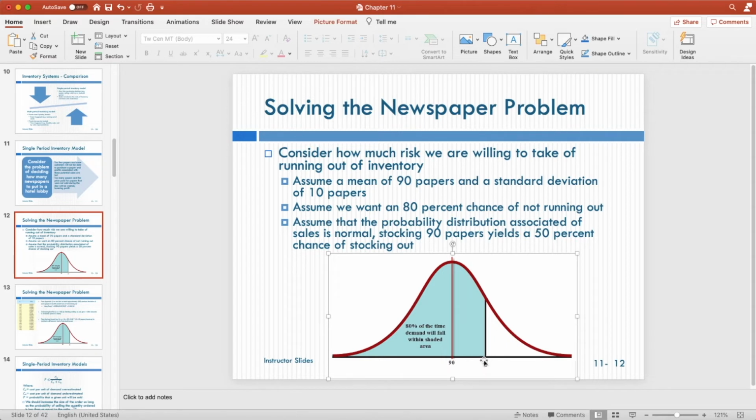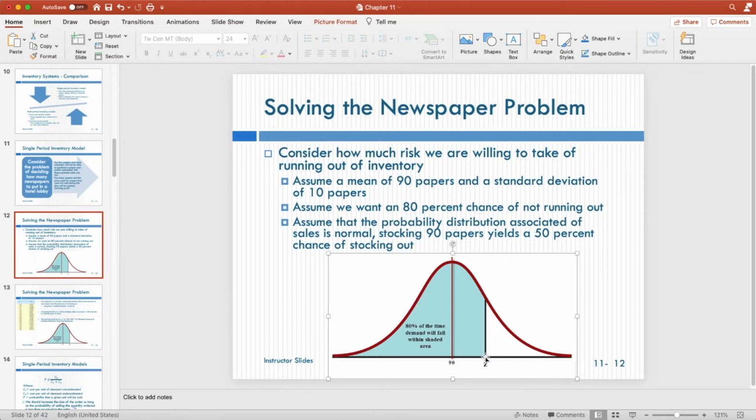Right now, we don't know this specific z value, but this small z value is what we need to calculate, in order to further get the specific number of papers that we need to purchase to maintain this 80% chance of not running out. You can see that the whole green area corresponds to this 80% chance that we will not run out of today's newspaper. It should be very straightforward.